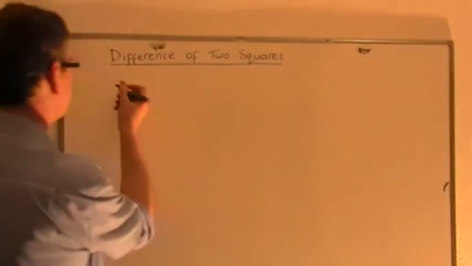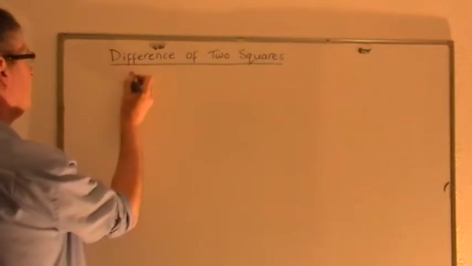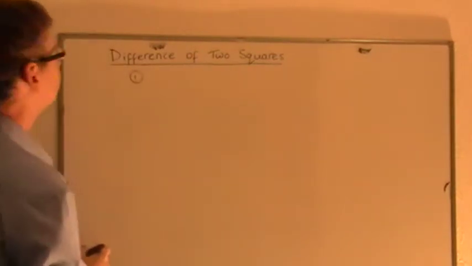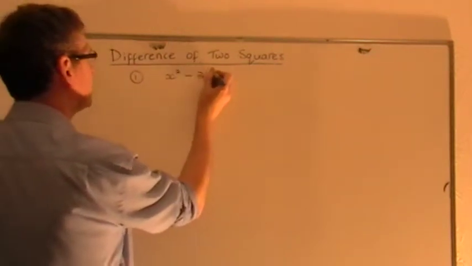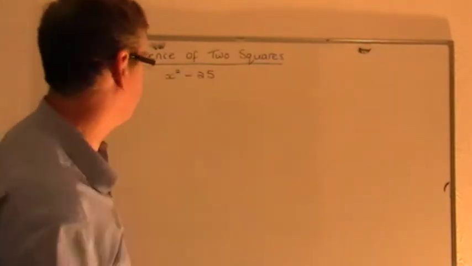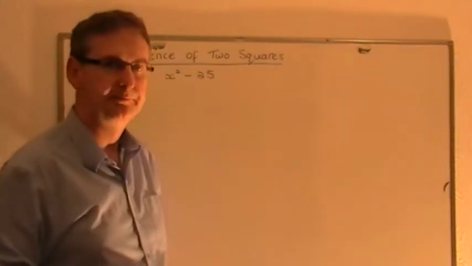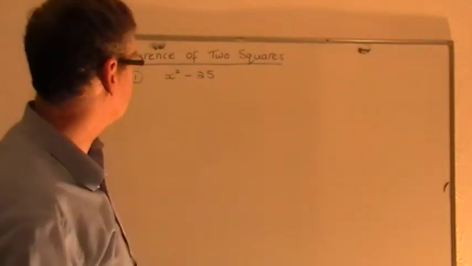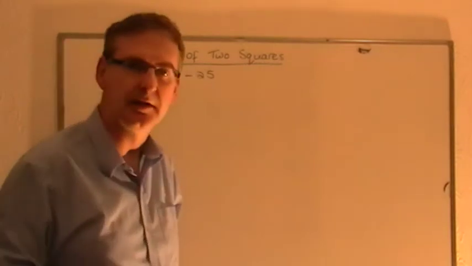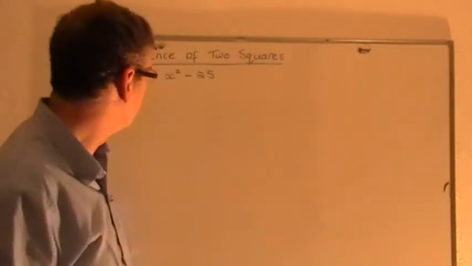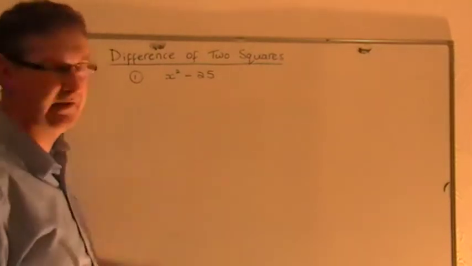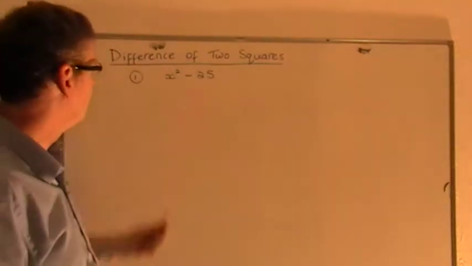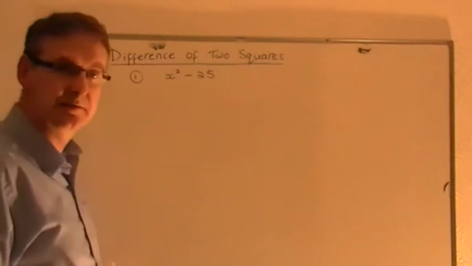So let's give you some examples of factorising using the difference of two squares. Number one, factorise x squared take away 25. Well, in this particular case you've got to rewrite it in bracket notation, and I think you can quite clearly see it does not have any common factor. There isn't a number and there isn't an x that is in both terms.